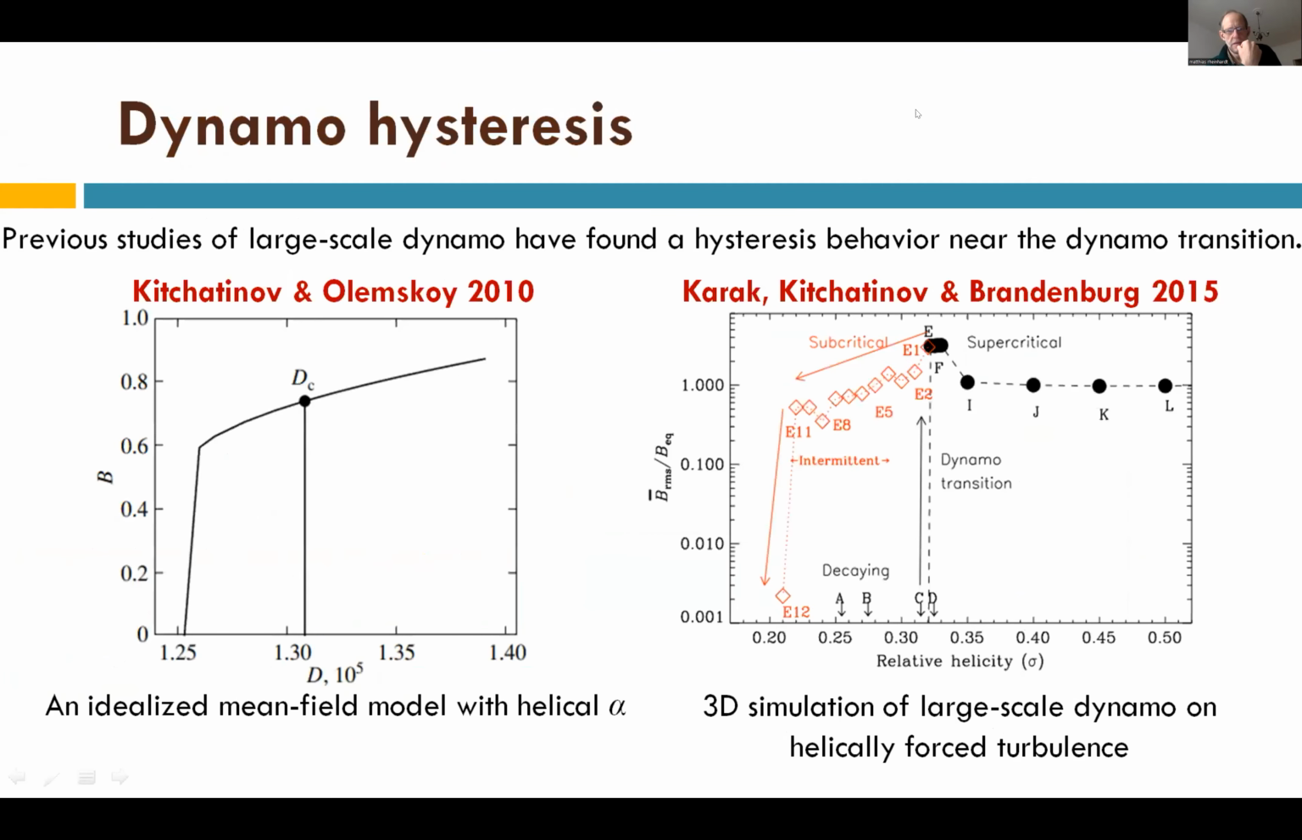Okay. So I guess in Käpylä, Chatterjee, Brandenburg 2015, they did this simulation of large-scale dynamos on the helically forced turbulence. This was without small-scale dynamo. So was it so in that paper that the Reynolds numbers were always too small for a small-scale dynamo? Was it so? I don't recall the details of that paper. That I need to check.